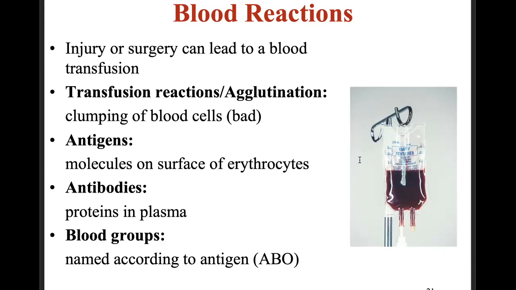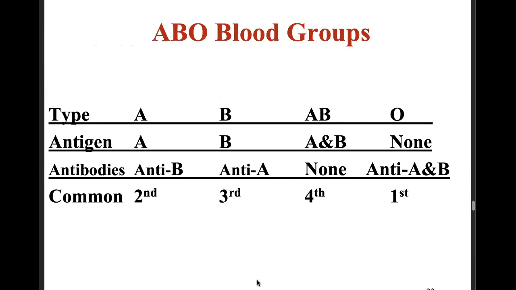And then usually this one is being treated for those who are sick or have blood related cases. Transfusion reaction, or agglutination, is the clumping of blood cells. Antigens are molecules on the surface of your erythrocytes, while your antibodies are proteins in plasma. Blood groups are named according to antigen, or our ABO, just like this one.